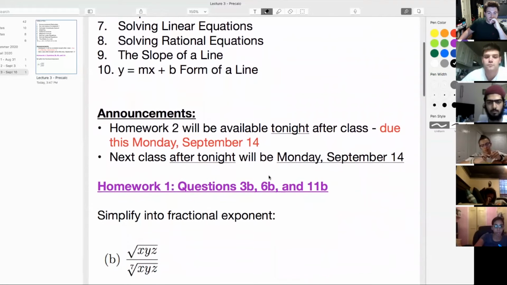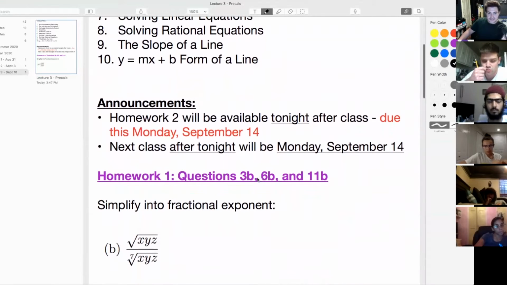Okay, so I just wanted to go over some questions from homework one that I saw the majority of people struggle on. Okay, so the first one was this one right here. The prompt was to simplify into a fractional exponent. Okay, so let me just go through this very quickly.